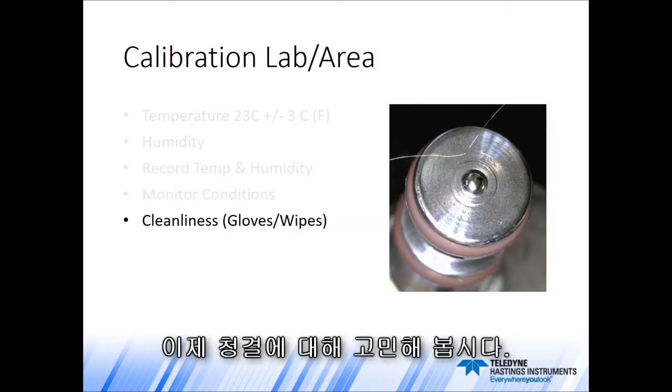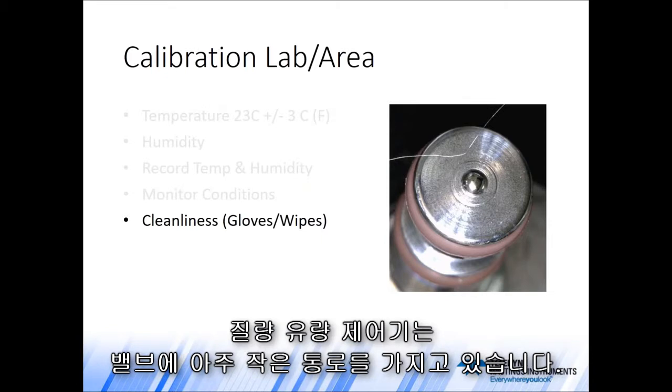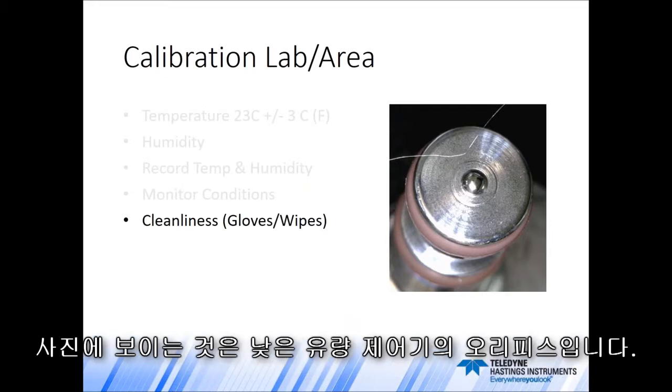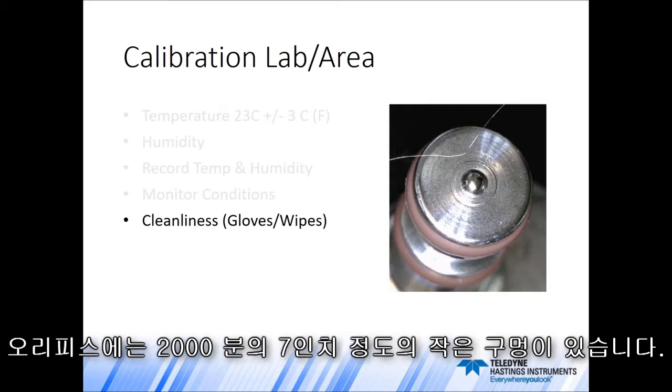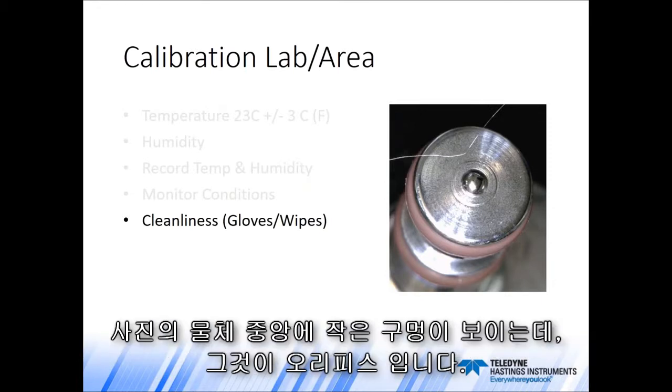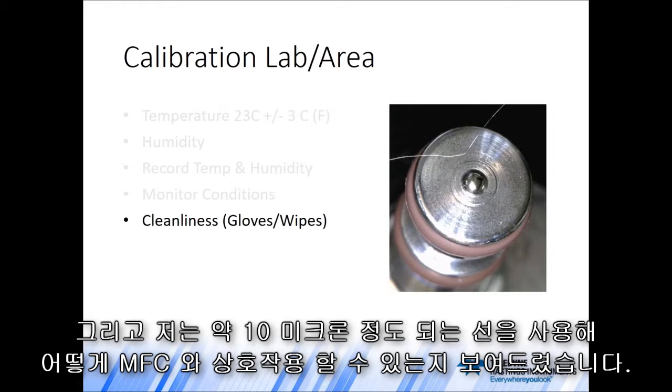Okay, finally, a word about cleanliness. Now, mass flow controllers can have very small passageways in their valves. And what I've shown here is an orifice from a low flow controller. The orifice here is the nominal 0.02 of an inch. You can see the hole there in the middle of the circle. That's the orifice. And I've placed a 1/2 mil wire, which is about 10 microns, to show you how a piece of debris can interfere with the works of an MFC.